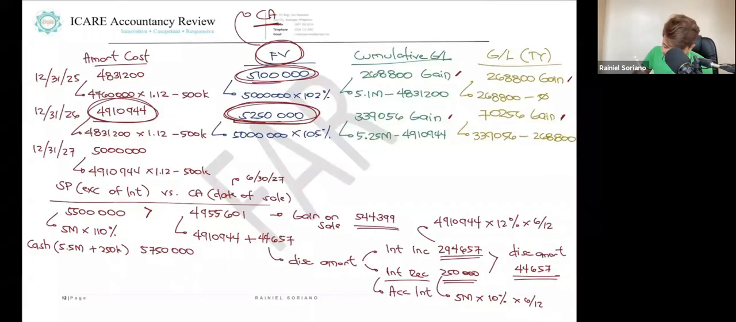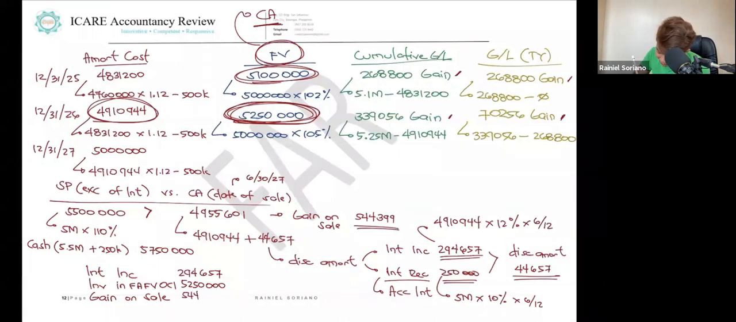Okay? What else? We credit interest income equal to 294,657. Next, we credit investment in financial asset at fair value through other comprehensive income kasi i-recognize na natin yan. So far, magkano yon? 5,250,000 yung last na measurement natin. Next, we credit gain on sale, which, as computed, is equal to 544,399.